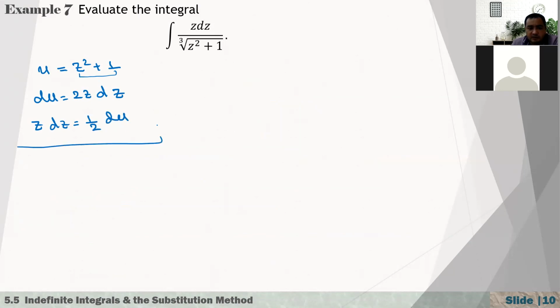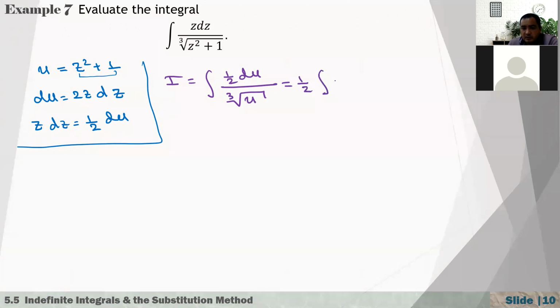So now our integral becomes the indefinite integral equal to, instead of z dz, I write 1 over 2 du, over the cube root of z squared plus 1, which is equal to u. 1 over 2 is a constant, take this out, 1 over 2 integral. Here we have u to the power of minus 1 over 3, du. It's just a power function. We know how to integrate this.